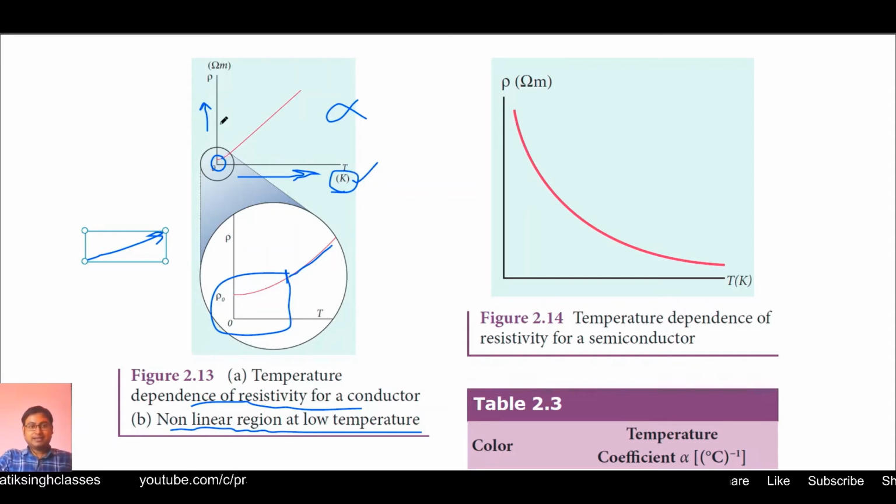And on the y-axis we have resistivity, that is rho. In the previous video we saw that the unit of resistance is ohm and the unit of resistivity is ohm meter. So I hope you have understood how for any conductor the resistivity is dependent on temperature.